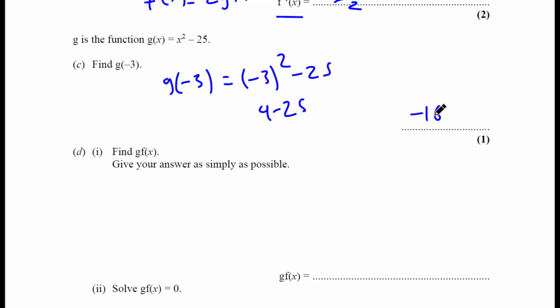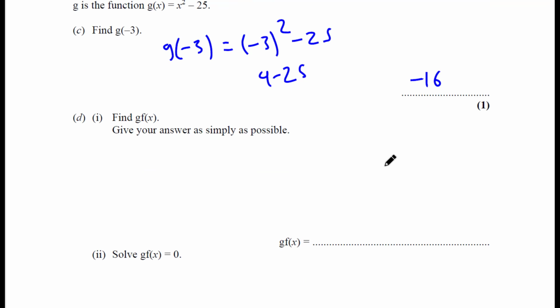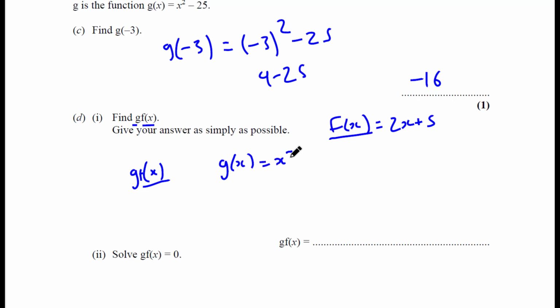Now f of x on this part, remember from the start, equals 2x plus 5. And when you get something like this, it just says essentially do g of f of x. So you substitute what f of x is into g. Now g is x squared minus 25. So we just substitute 2x plus 5 into g, essentially, to do this.